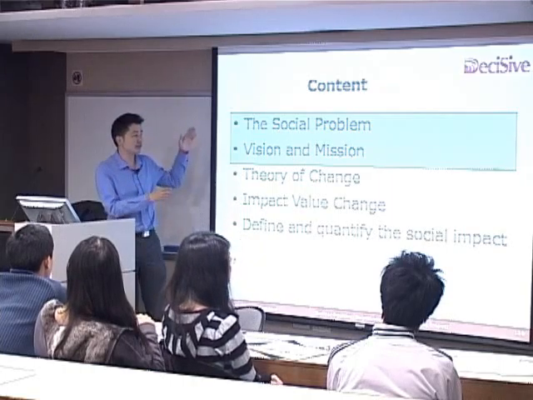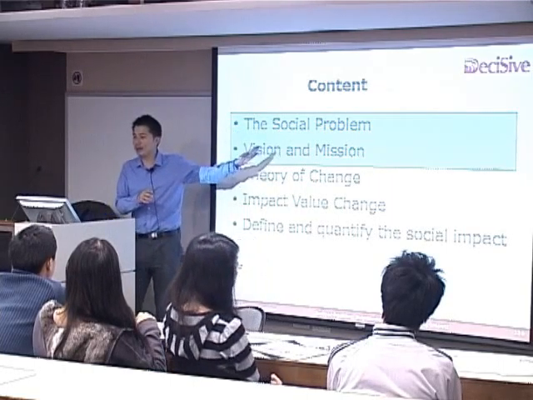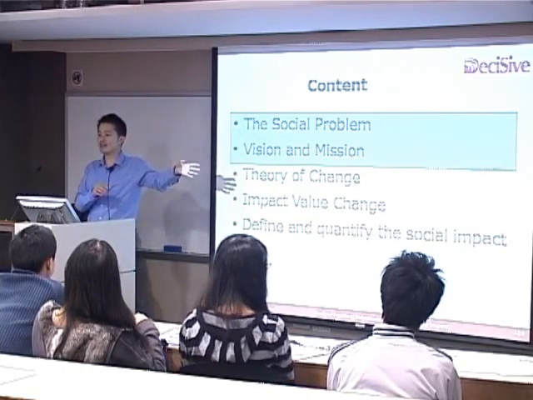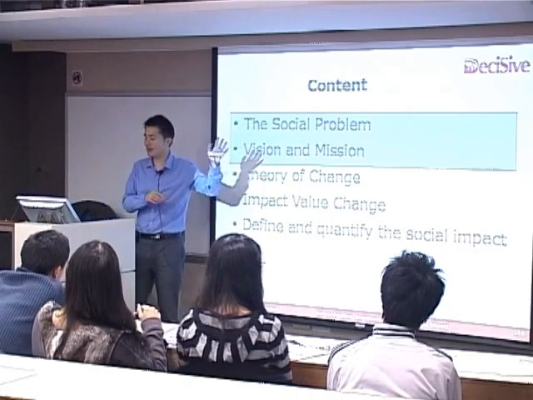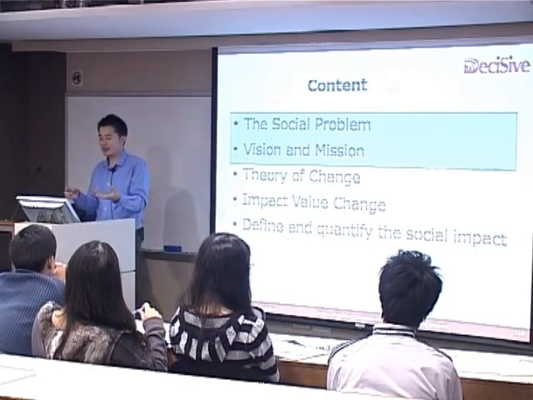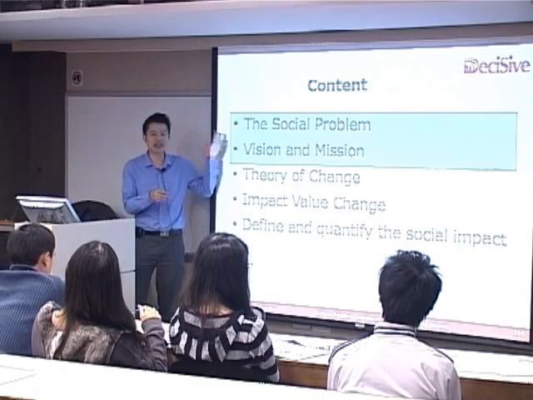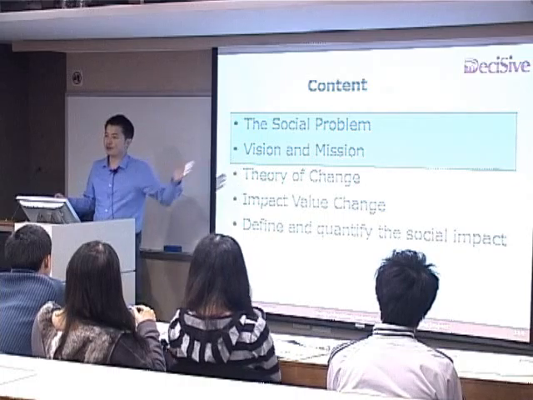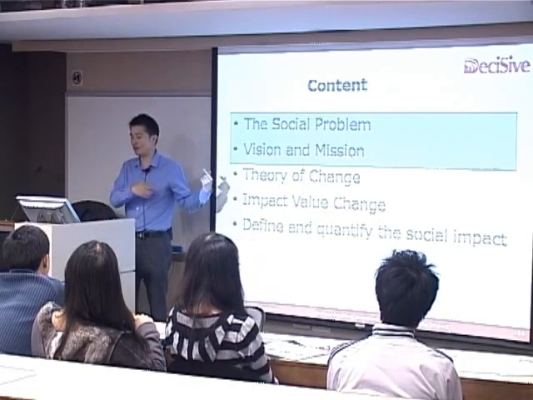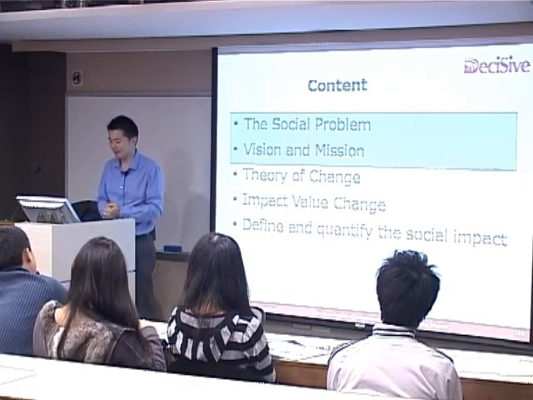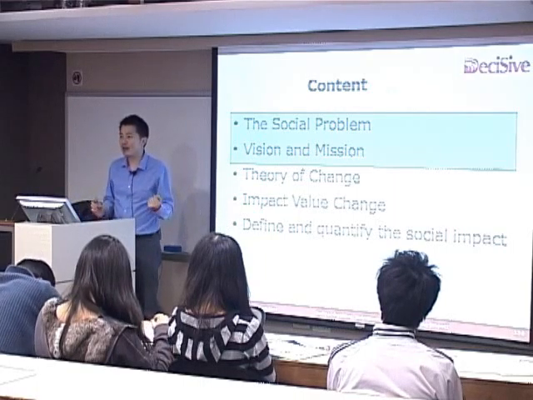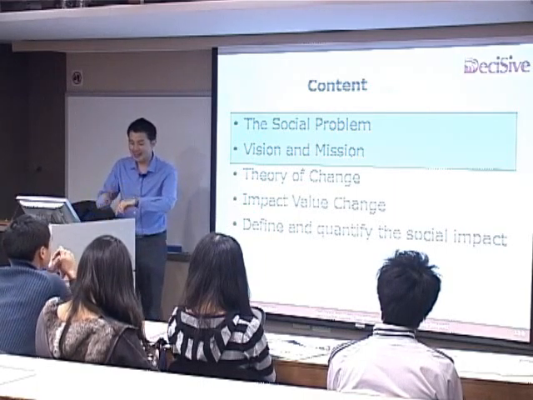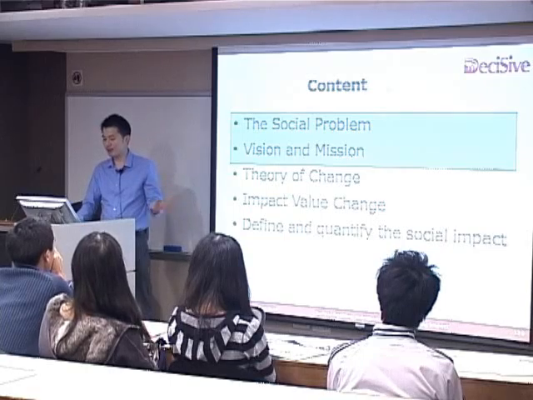So the social problem could be people needing glasses in poor countries, or people in some countries needing to learn English to improve their life. So you can think of the correspondence, vision and mission. That was originally the exercise that we were going to do. I still have a case that I want to show you, but we'll skip that one.